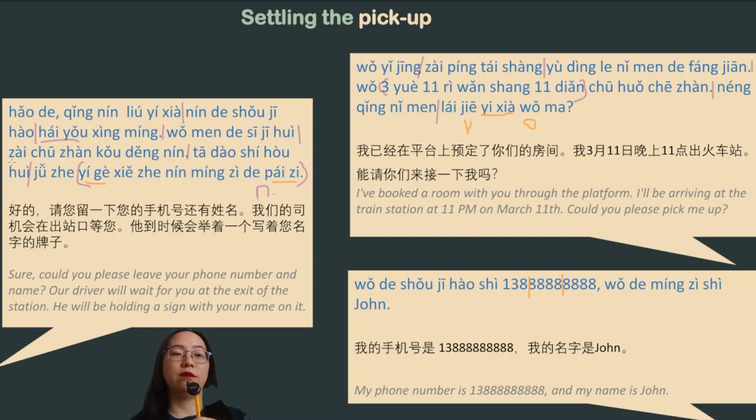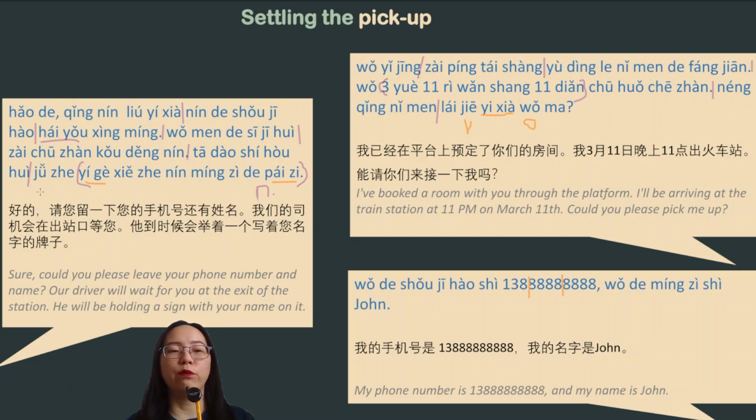And what will he do? He will wait for you at the exit. 在 at 出站口 the exit of the station. 等您 wait you. 他 he or she. 到时候 at that time. 时候 means time. 到 means arrive. So 他到时候会 at that time they will hold the board with your name on it.